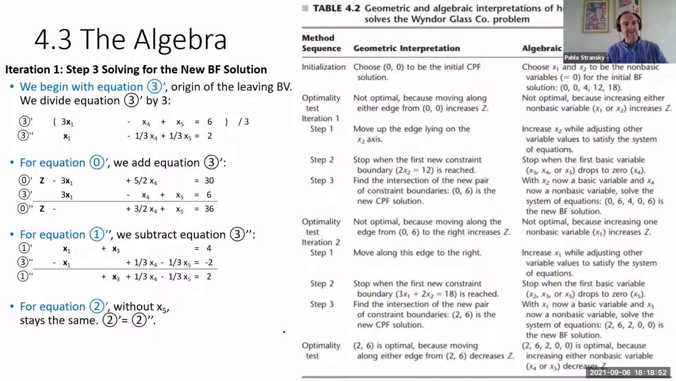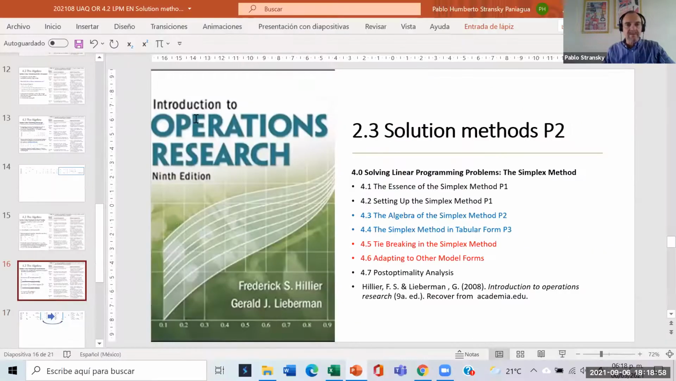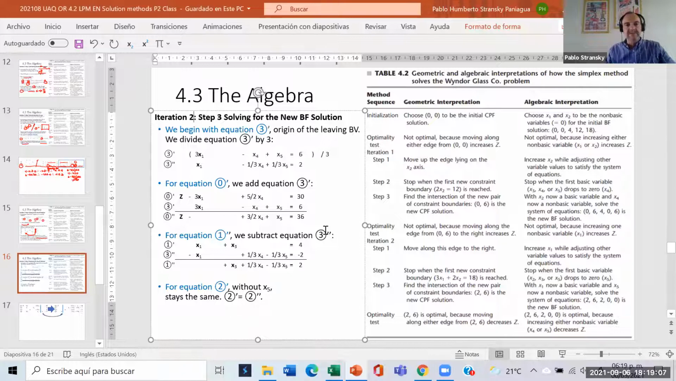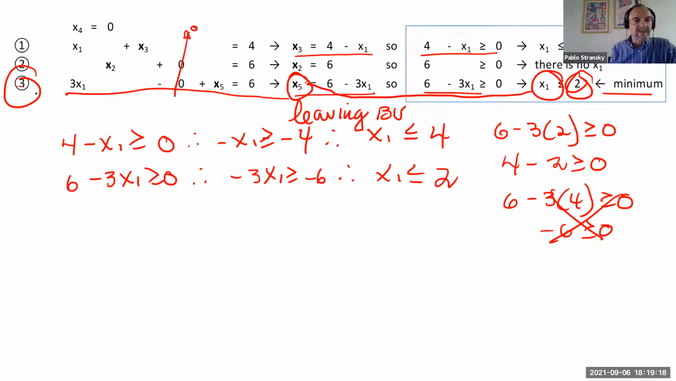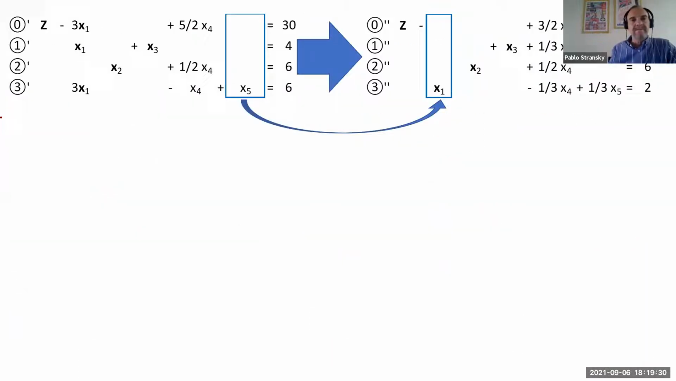Here's something wrong. This is iteration number 2. Let me change this. This is iteration number 2. Okay, so iteration number 2, step 3, solving the BF. Remember that I said here that we were going to start with equation number 3 because we exchange x1 with x5. So we're going to do equation number 3 first. Let's go over here and see how we work this.